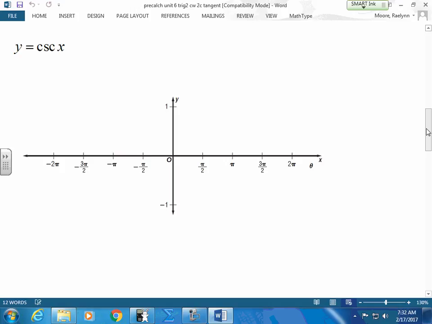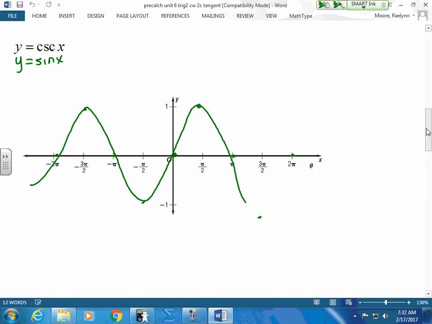Cosecant is the reciprocal of which function? Sine. So the first thing we're going to do is plot the sine curve here, no transformations, just the basic sine curve. So we're 0, 1, 0, -1, 0. And we're going to go the opposite way: 1, 0, 1, 0. So it's going to look like this. Okay.